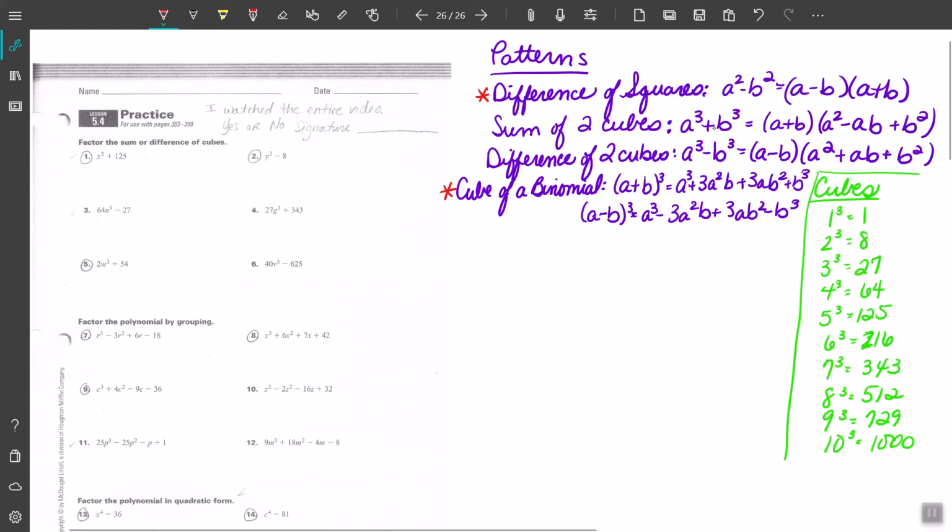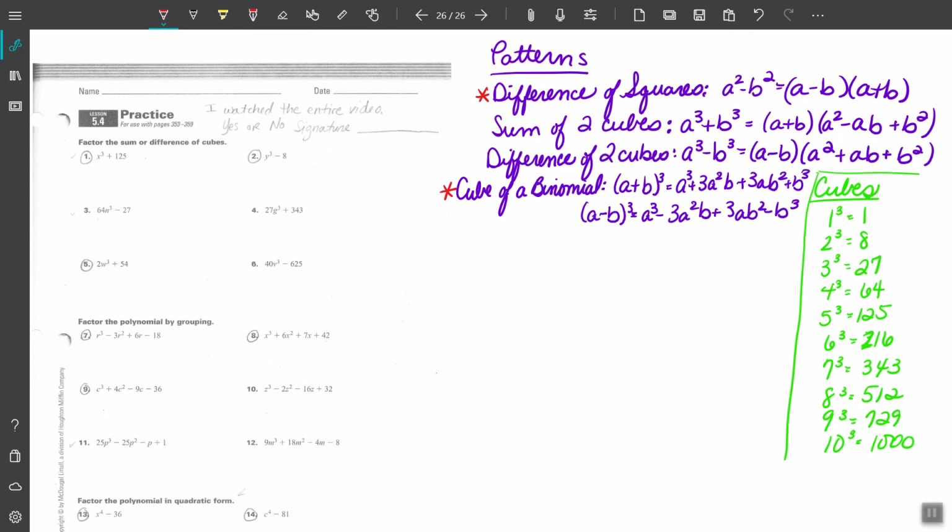This is a sum. We're adding two different cubes, a cube of A and a cube of B. Down here, we are adding A and B, and we're cubing that binomial. And this one, we are subtracting A and B, and we're cubing the difference. All right, so that's the difference between these two new ones in 5.4 and the one we just learned in 5.3.